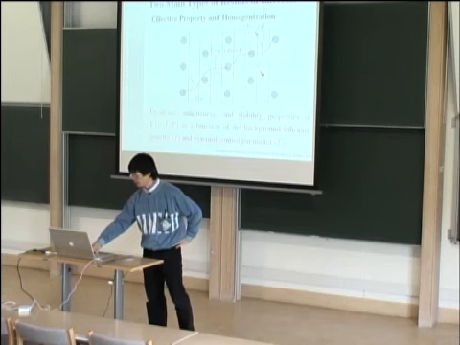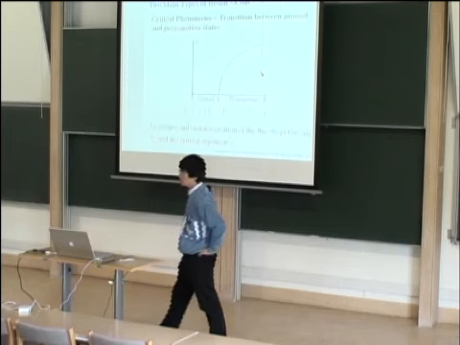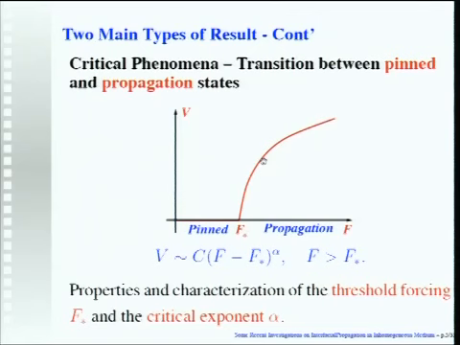Another property in this kind of evolution is that very often there is a critical phenomenon, the transition between pinned and propagation states.